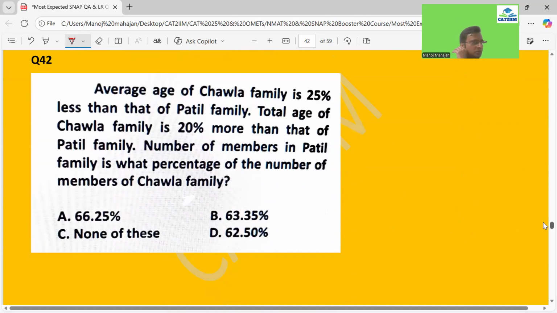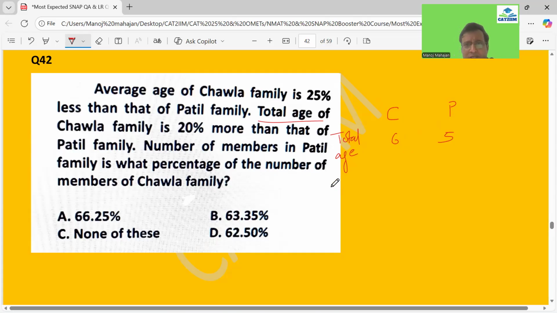Okay, such a question also you can expect in the SNAP. So yeah, I would be doing with numbers again. I do love using numbers in the arithmetic portion. So, okay, total age of Chawla and Patil, right? Let's look at first total age. 20% more, so that means 1 by 5, right? So if this is 5, this would be 6. Just I'm picking up the numbers, right? Because we have to get the answer in percentage. So I'm using that method out here.